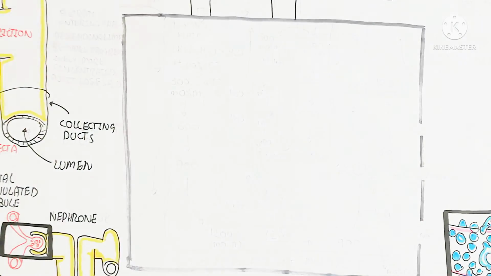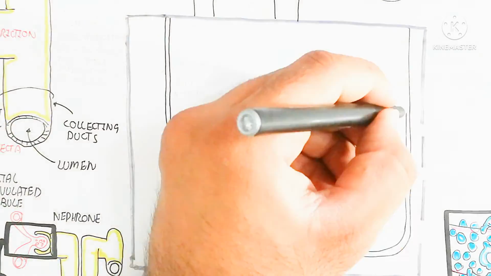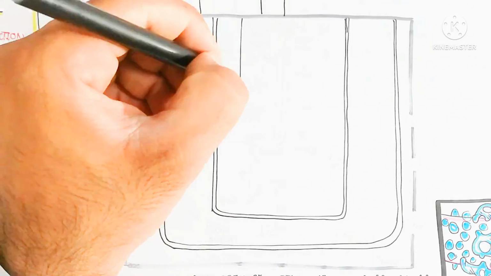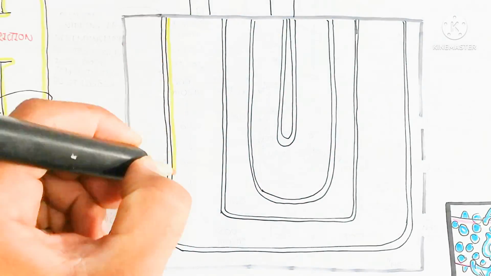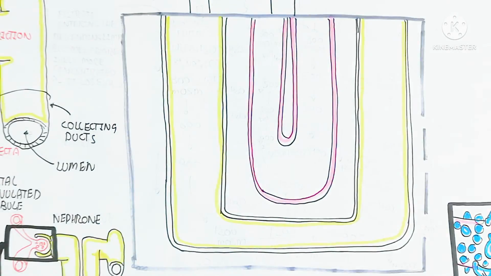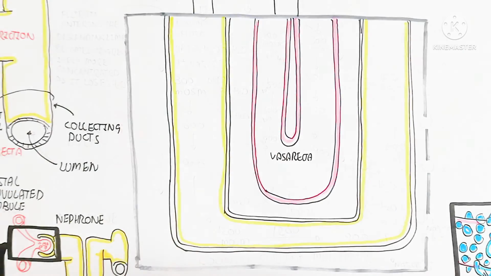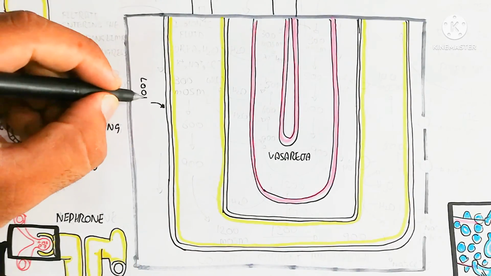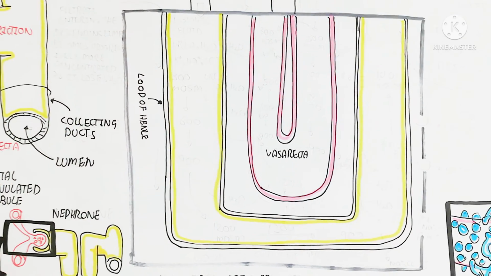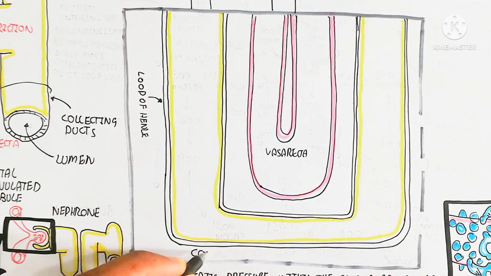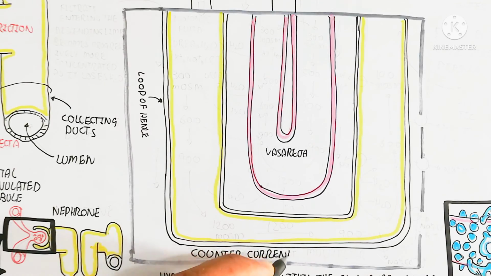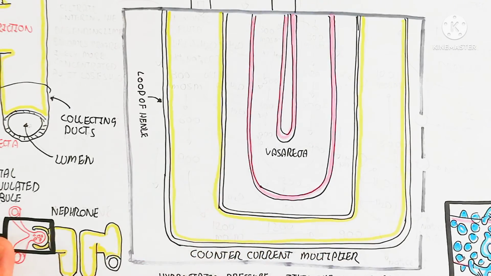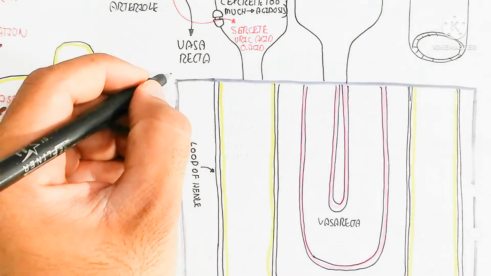Well, let's begin to understand the countercurrent mechanism in the loop of Henle. The countercurrent mechanism means that the blood flow in the vasa recta is opposite to the flow in the descending loop of Henle. In the loop, the concentration of solute increases, while in the vasa recta the change in concentration is opposite.